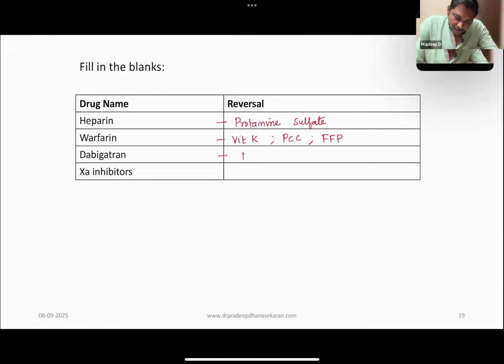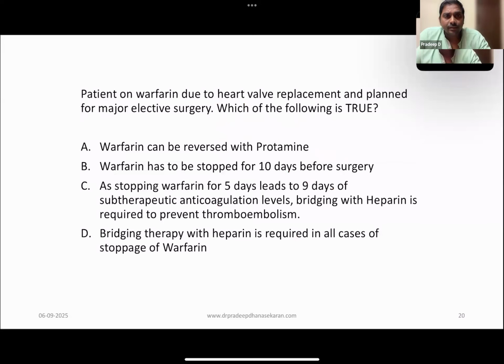For dabigatran, you have a drug called idarucizumab. For 10A inhibitors, you have a drug called andexanet alfa. So with this, we have completed the, we have not completed it. So we have one more question left.